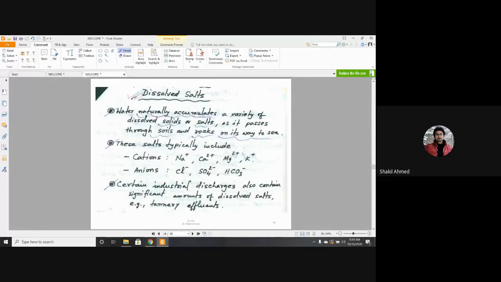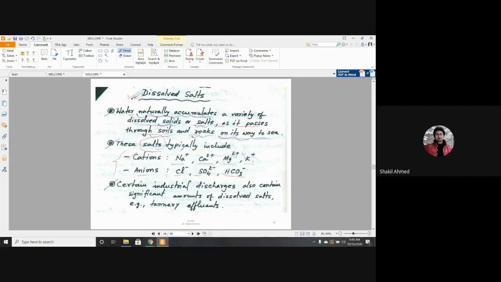Water naturally accumulates a variety of dissolved salts as it passes through soils and rocks on its way to the sea. What causes salt in water? Saline water has different types of cations and anions. For example, cations like sodium, calcium, magnesium, and potassium, and anions like chloride, sulfate, and bicarbonate. These are salts in water. If they are in water, the water will taste salty. Is it clear? Yes, sir.